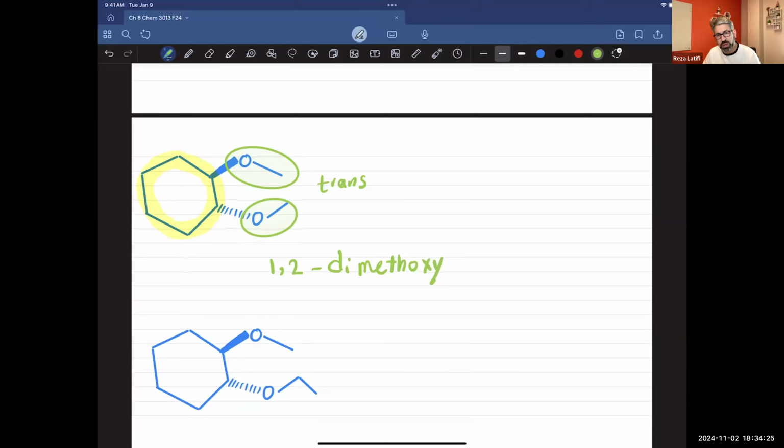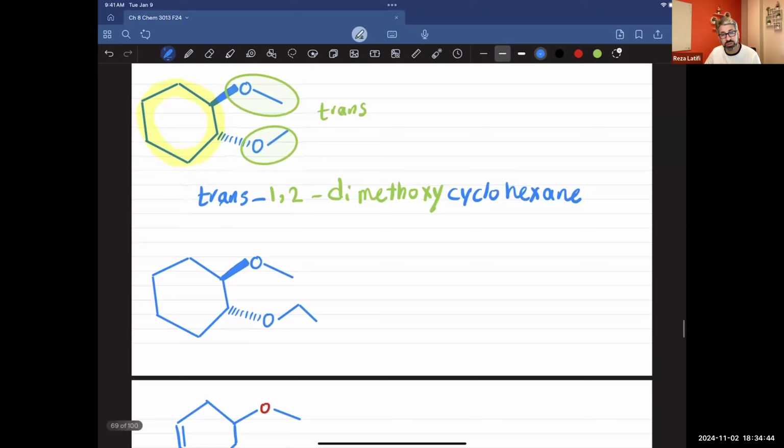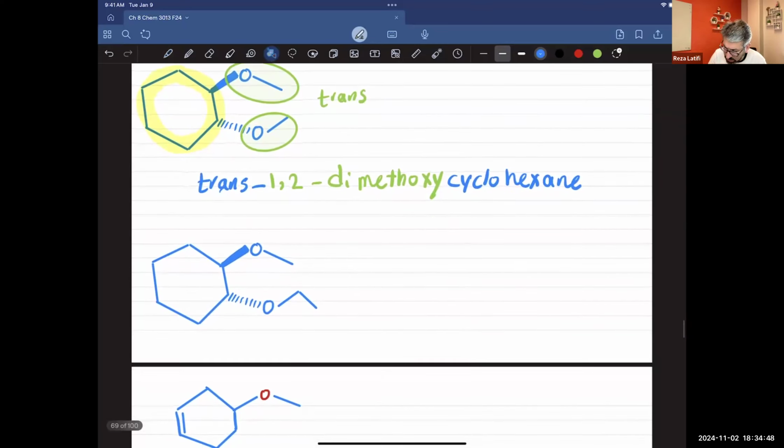Okay, 1 and 2 dimethoxy. Next, I have cyclohexane, so I go cyclohexane. Okay, I want to say that their position is a trans. So here, right at the beginning, I would say trans 1 and 2 dimethoxy cyclohexane.